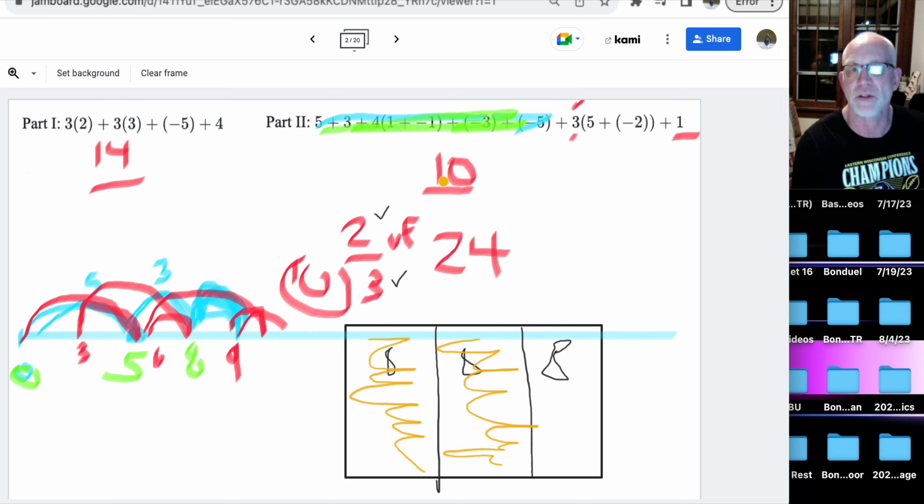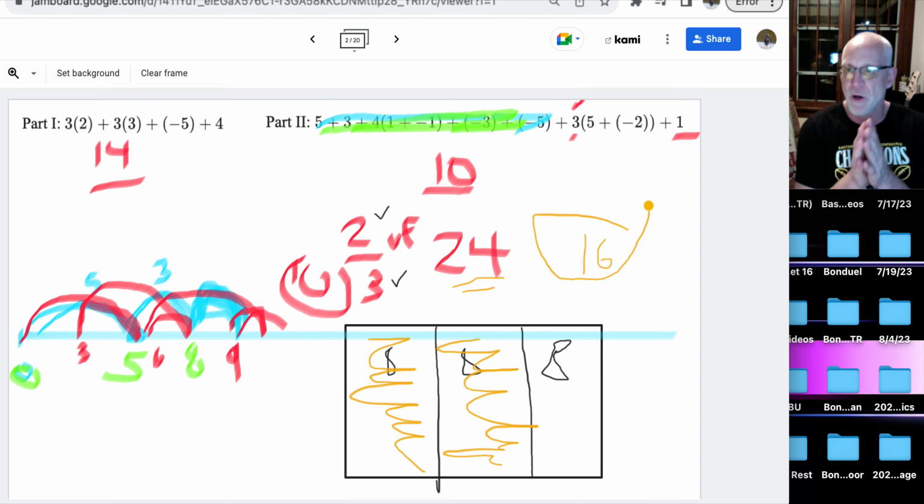So if Cecil fell 2/3 of the way through 24 feet, how far was Cecil when he fell? That's 2/3 of 24, and that would be 16 feet. Cool? All right, let's keep going with this. This is fun.